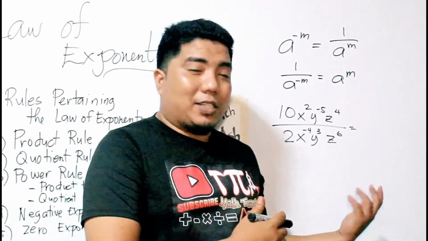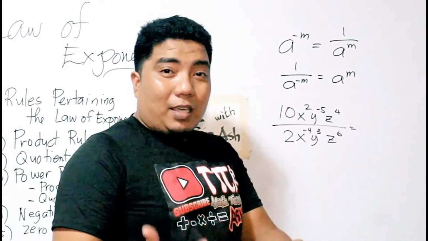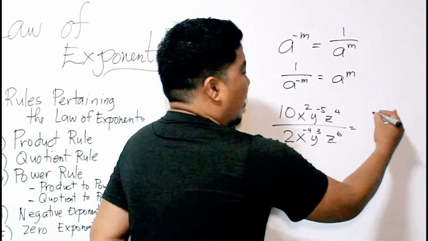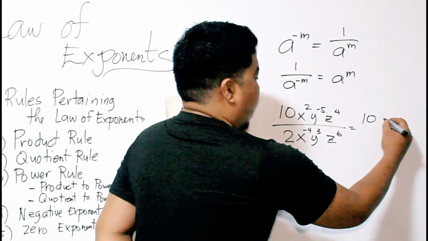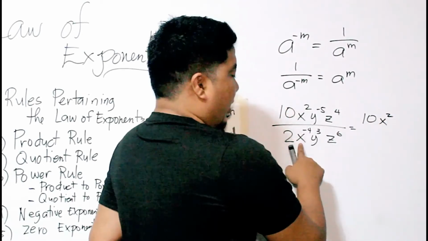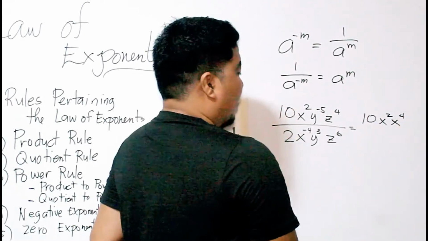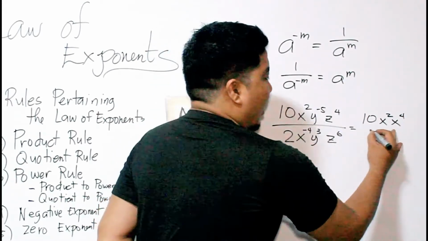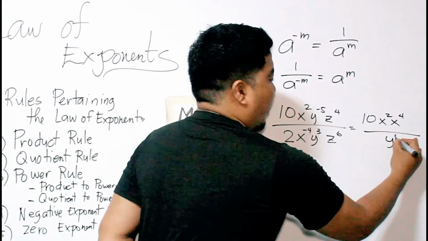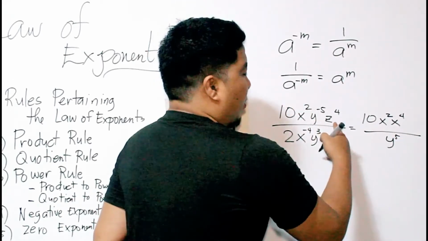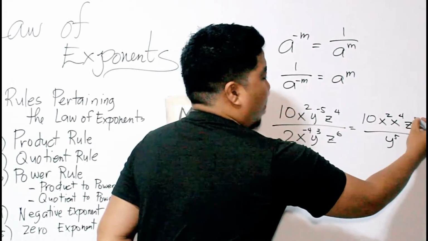Then how do we do this? Okay, so first let me transfer the negative exponents. That will give me 10x squared, and this x to the fourth, I will transfer it, so this will become x to the fourth. This y to the 5th, I will transfer it below, so y to the 5th. And then what remains here is the z to the 4th.